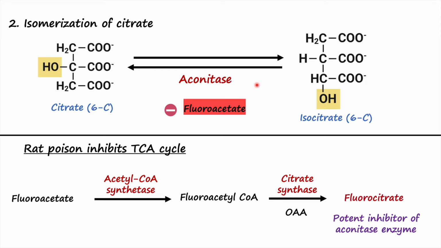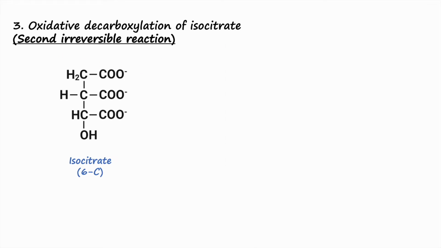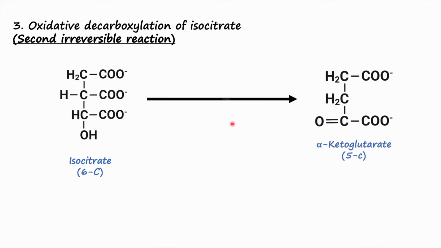Now, the third reaction of citric acid cycle is oxidative decarboxylation of isocitrate, and this is the second irreversible reaction of citric acid cycle. In this reaction, isocitrate is oxidatively decarboxylated to form alpha-ketoglutarate, and the reaction is carried out by an enzyme called isocitrate dehydrogenase. So the enzyme first basically oxidizes the carbon of isocitrate, followed by the decarboxylation reaction that expels this carboxyl group as carbon dioxide and synthesizes alpha-ketoglutarate.